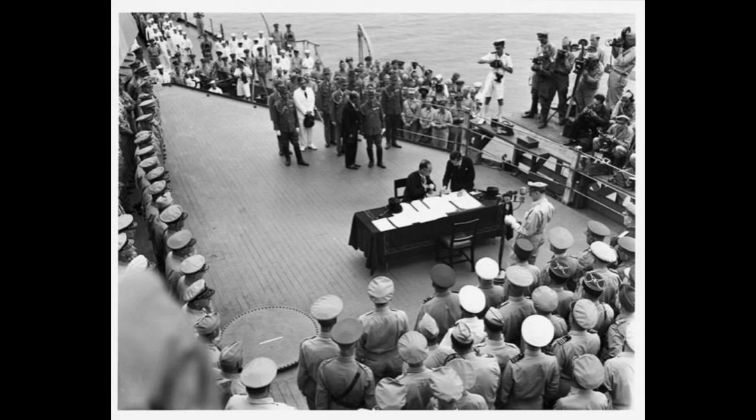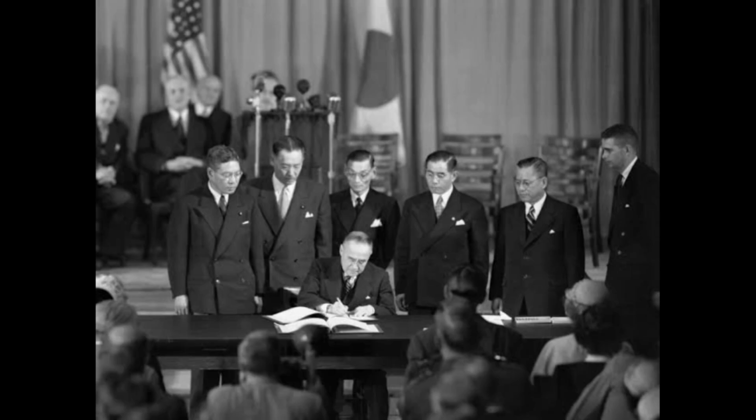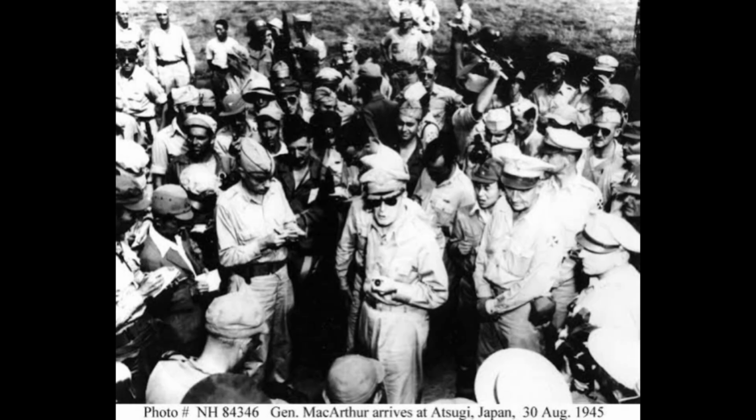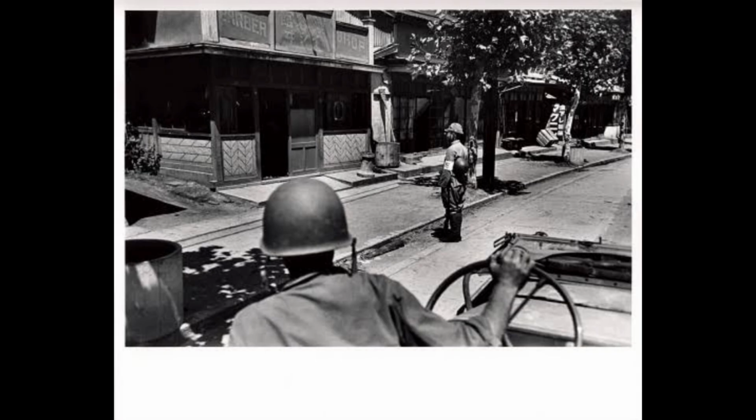10. Legacy. Shaping modern Japan and U.S.-Japan relations. The legacy of the U.S. occupation endures in modern Japan. The transformative reforms implemented during this period laid the foundation for Japan's post-war success. U.S.-Japan relations, initially shaped during the occupation, evolved into a close alliance that persists today, underscoring the enduring impact of this pivotal period in history.